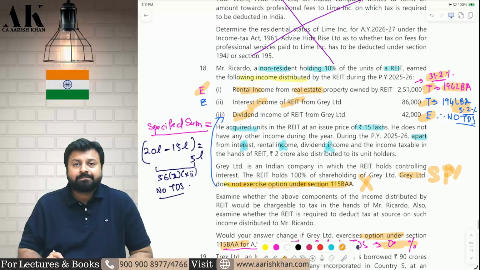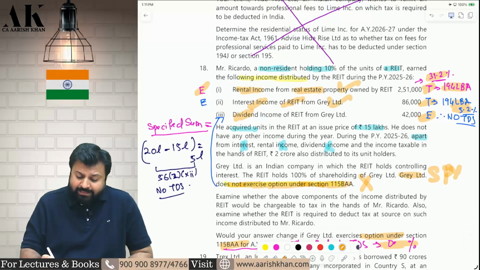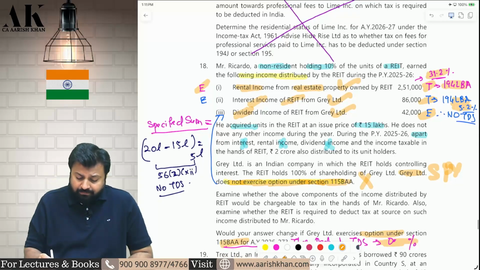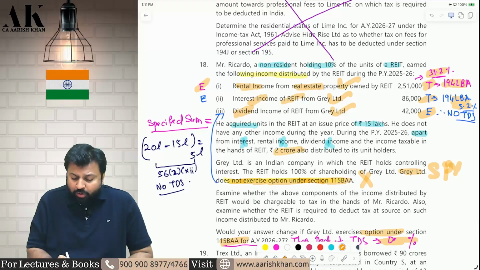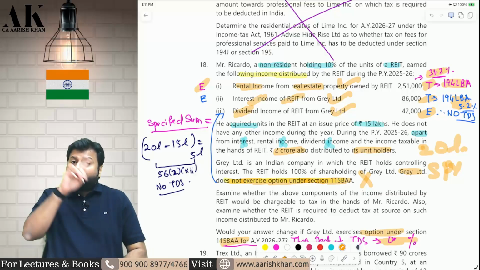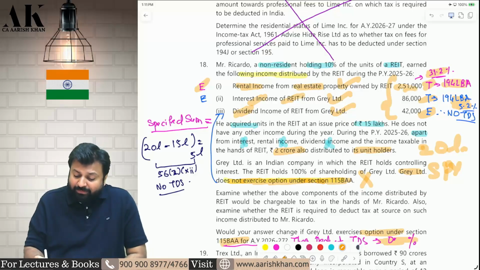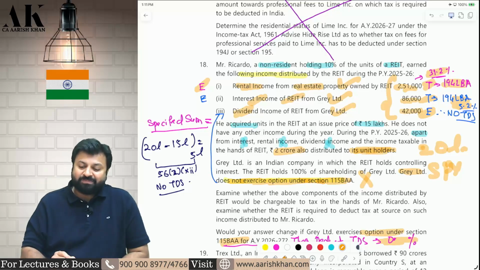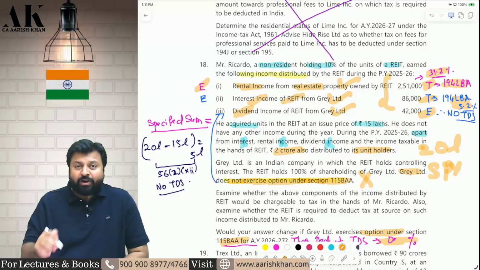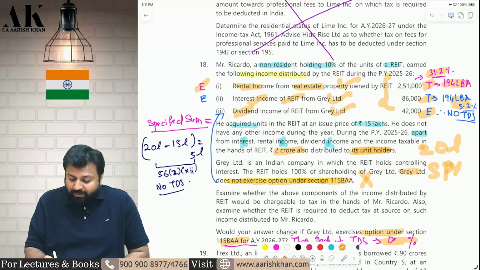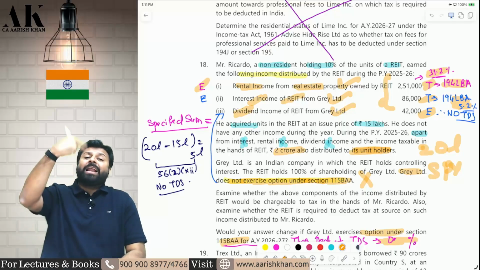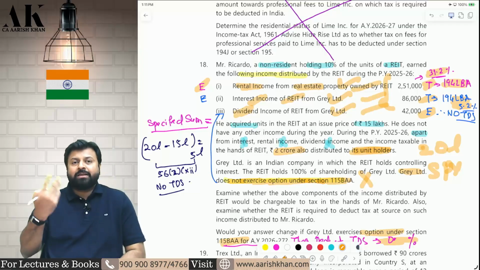Last but not least, apart from rental income, interest income and dividend income, the business trust is also distributing 2 crore rupees to all the unit holders. It means to Mr. Ricardo, they will distribute 20 lakhs. See, somewhere they are writing only Mr. Ricardo's share. Somewhere they are writing to all unit holders. You need to be very careful with the wordings in the question. So the above information is for only Ricardo. The below information, 2 crore, is for all. So Mr. Ricardo is getting 20 lakh rupees over and above these three items. That is nothing but debt repayment.